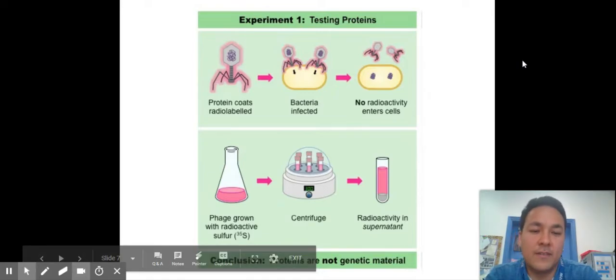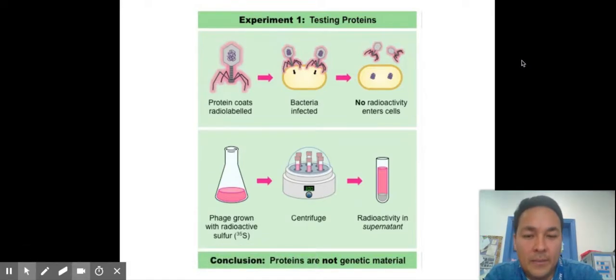Well, viruses, students, are what we call obligate intracellular parasites. That means they're obligated, or they have to use cells. Intracellular means within the cell, and they're parasites, so they hurt them. So they infect cells to reproduce themselves. So whatever the bacteriophage injected into the cell did not contain sulfur, so it was not proteins.